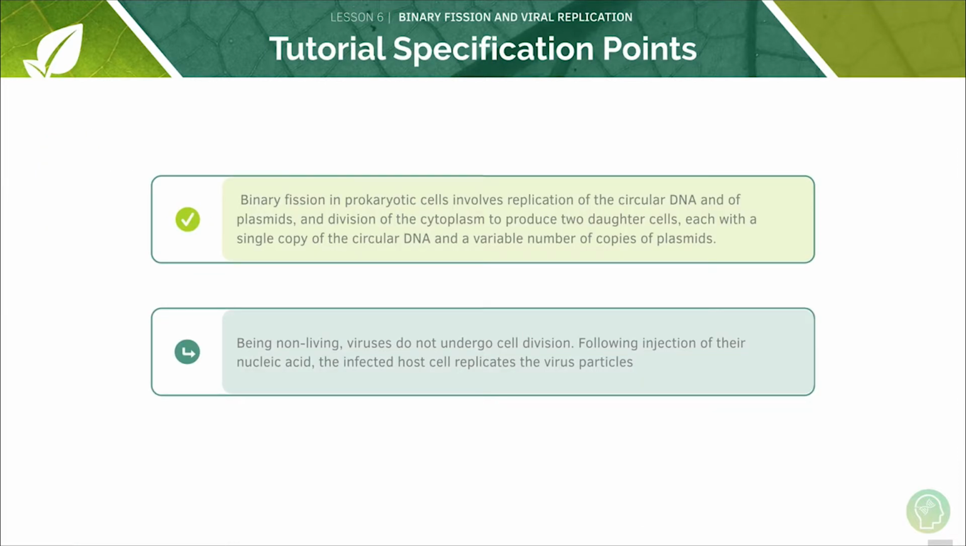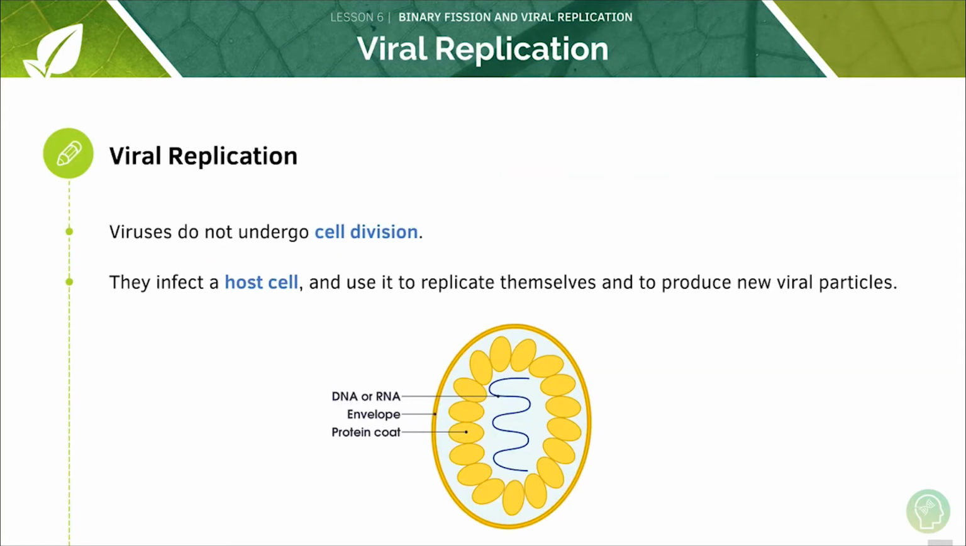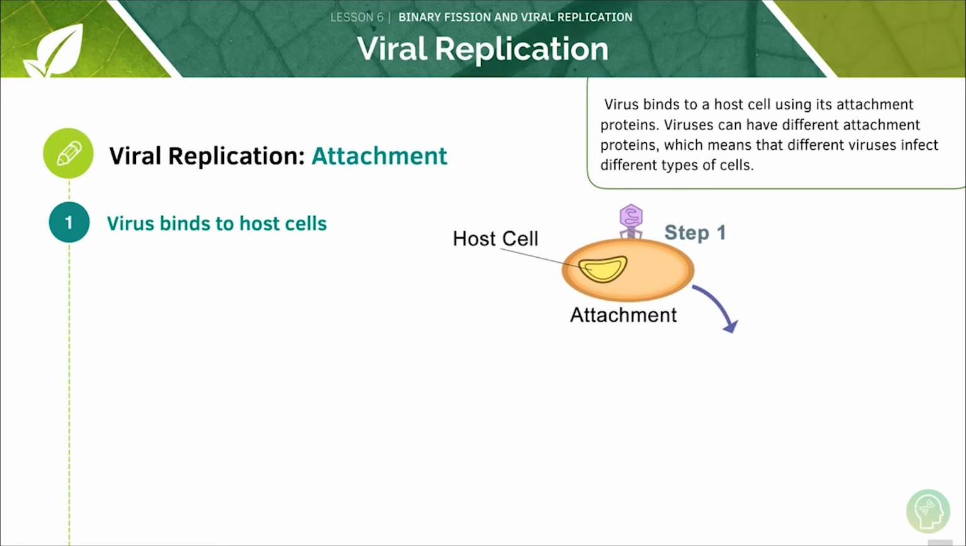Now, we'll be looking at how viruses replicate. Viruses do not undergo cell division. Instead, they infect a host cell and use it to replicate themselves and to produce new viral particles. First, the virus binds to the host cell using its attachment proteins. Viruses can have different attachment proteins, which means that different viruses affect different types of cells. The HIV virus, for example, has attachment proteins which bind to receptors on the surface of human T cells.